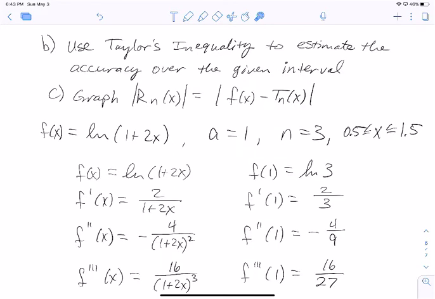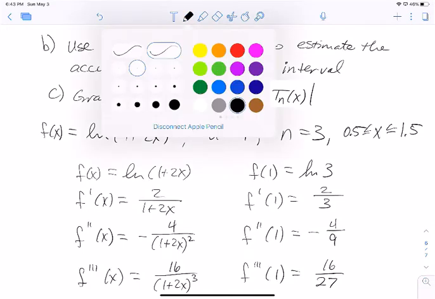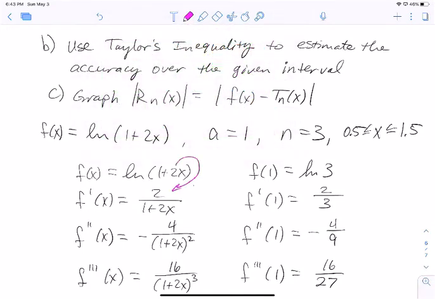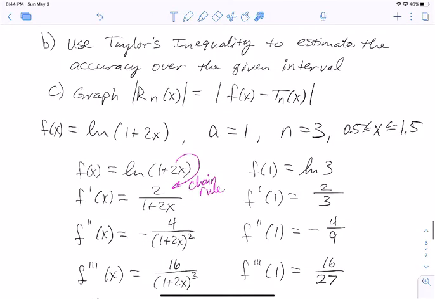All right, so for the function f of x is equal to the natural log of 1 plus 2x, the first derivative is 2 over 1 plus 2x. Don't forget that we are going to have a chain rule at every step here when we take derivatives. So f double prime is negative 4 over 1 plus 2x squared, with a negative in front because the exponent in the previous derivative was -1. f triple prime is 16 over 1 plus 2x, the quantity cubed.